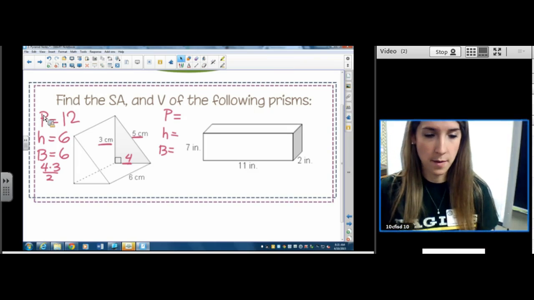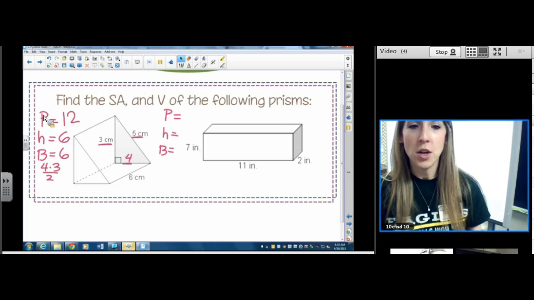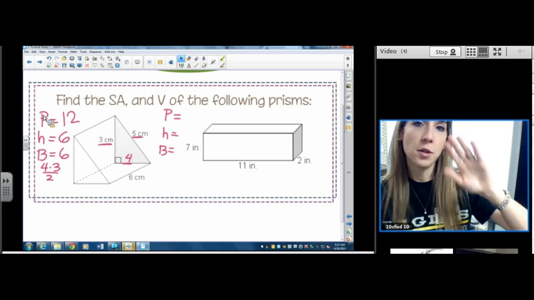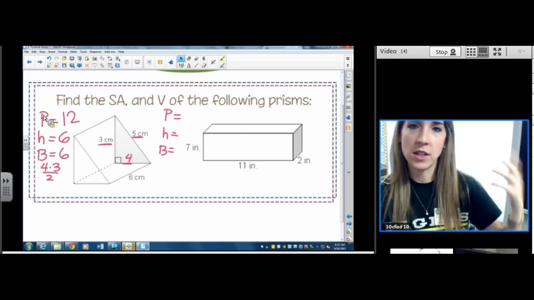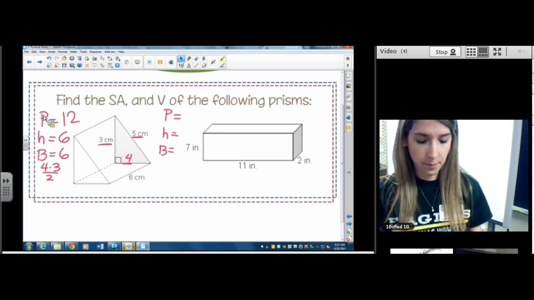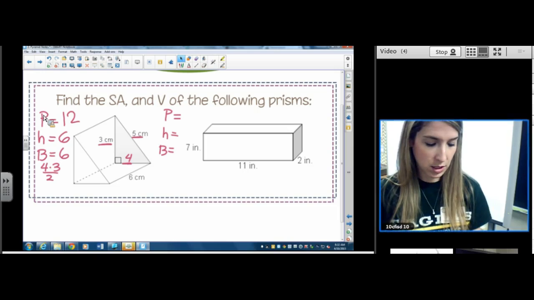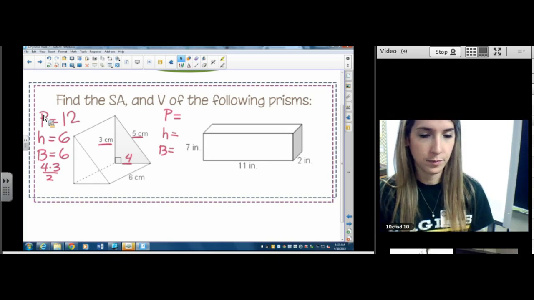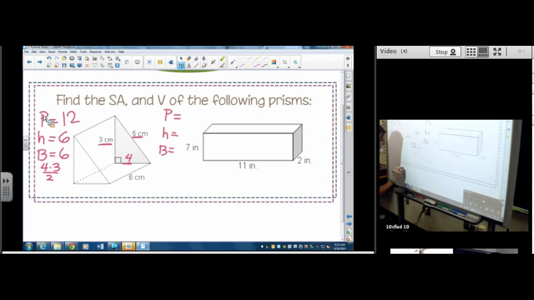Are we okay so far? So we look at our formula chart now. We go to our formula chart, we go to prism, and we're not going to go to the lateral surface area because SA stands for total. So we're going to find the total surface area formula, and it says PH plus 2B. So we're doing 12 times 6 plus 2 times 6. Very nice. 84 is the surface area.